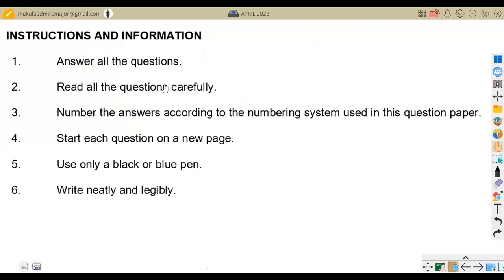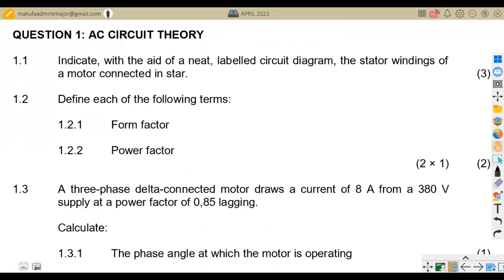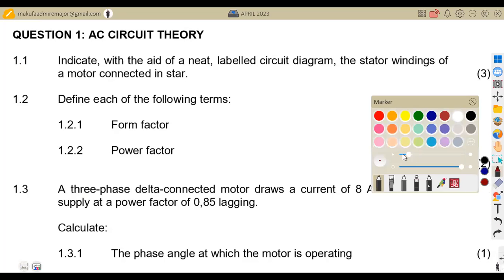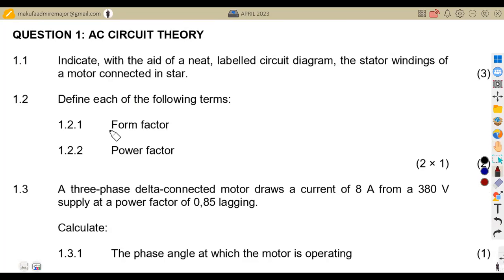Remember your instructions and information. Read them properly so that you understand each and every part that you are given. So like I said, without wasting much of our time, let us see how these questions were being given so that we can check how to attempt these typical for our exams.